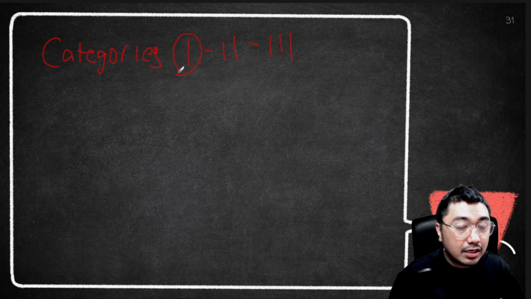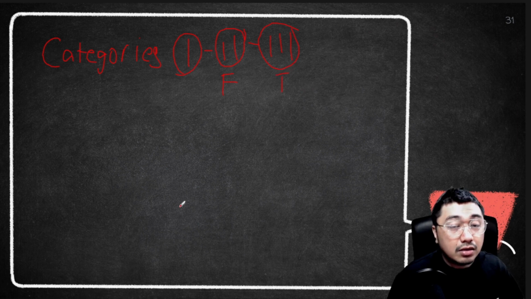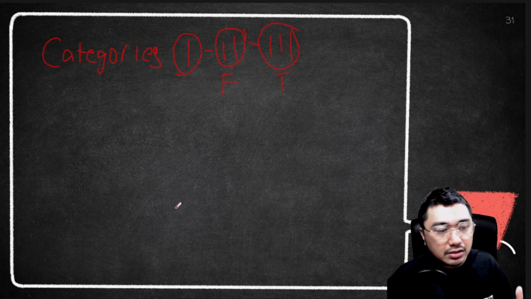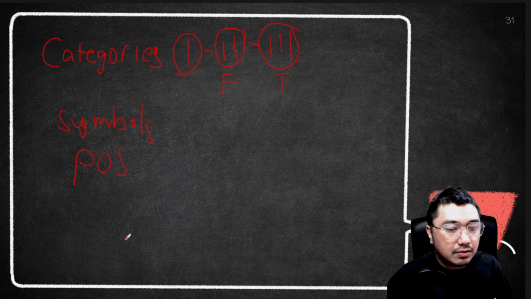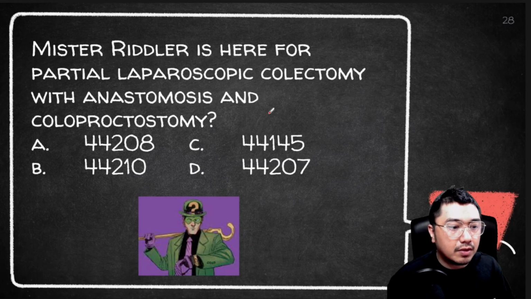Category 1 are your normal CPT codes, the usual everyday CPT codes that you will be coding. Category 2 codes are your performance management or measurement codes. It ends with letter F. Category 3 is going to be temporary codes. It ends with letter T. Again, those are the things that you need to remember. I have told you where to locate the symbols, where to locate the modifiers, where to locate the POS codes. Let's now go to your questions here.